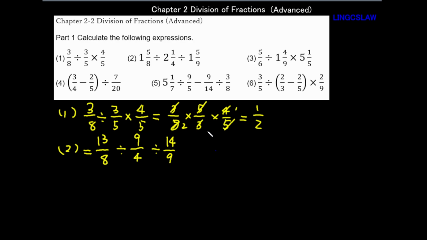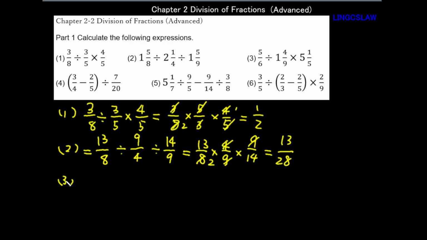Now from here you can change division into multiplication by switching the denominator and the numerator. So 13 over 8 times 4 over 9 times, and again switch this, 9 over 14. So let's simplify this one, right? Number 2, that's it. So 2 times 14 equals 28, and 13 times 1 equals 13.